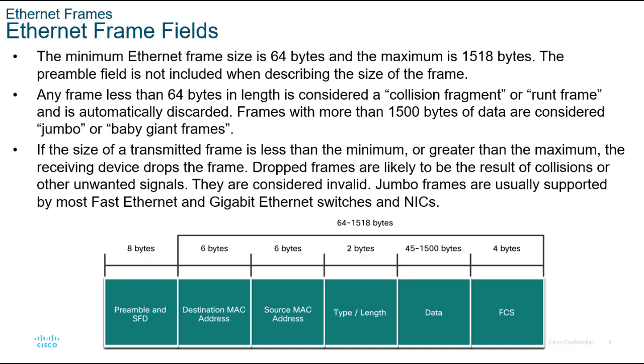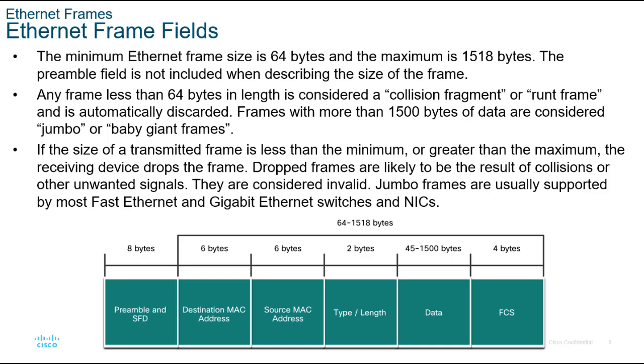Dropped frames are usually caused by collisions or signal interference. Any frame less than 64 bytes long is called a collision fragment or a runt frame and is automatically thrown away by receivers. Frames carrying more than 1500 bytes of payload in the data field of the frame are called jumbo or baby giant frames and will be dropped by the receiver unless configured to process jumbo frames.